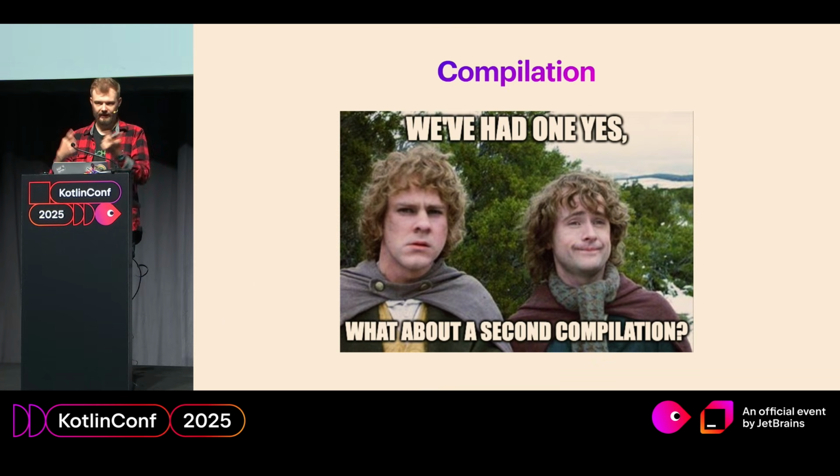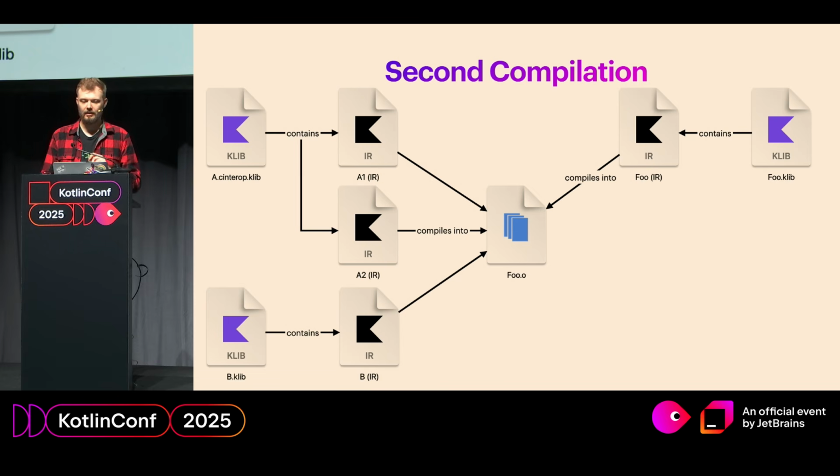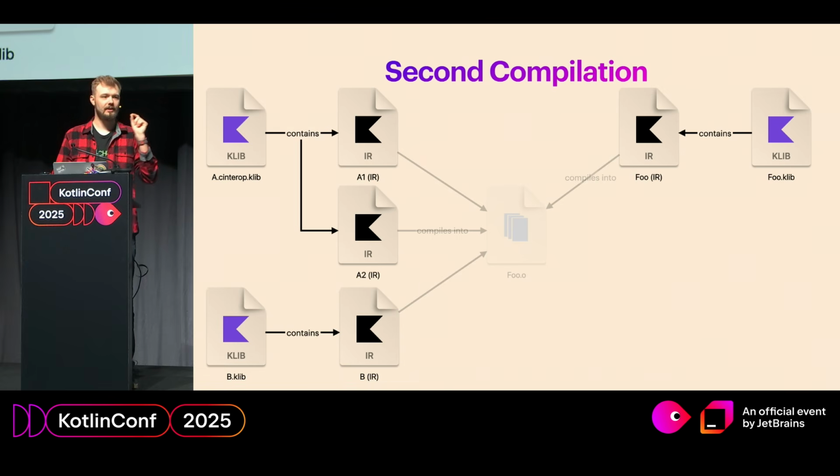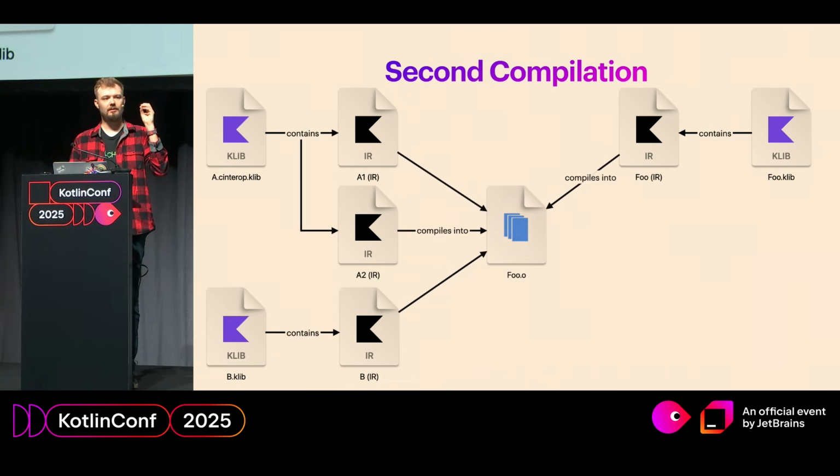Now we should move on to linking, but Kotlin Native actually has a second compilation, and it's when we actually get the object files. Because remember, we only have klibs now. So we need an object file at the end. Start with the klibs, extract them to get the IR, and then the IR is compiled into the object file.